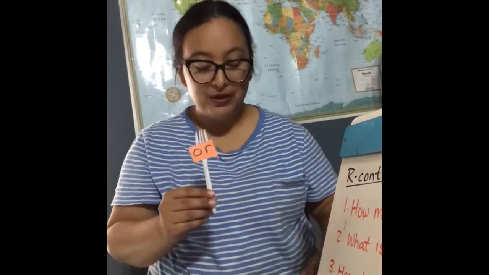Now I need you to work independently. You're going to grab your writing journals, and I'm going to give each of you a stack of cards and a fork. On this fork, you see that it has "or" as in fork. And you're going to take one of your cards and place this fork right in the middle, or wherever you think it would create a word.